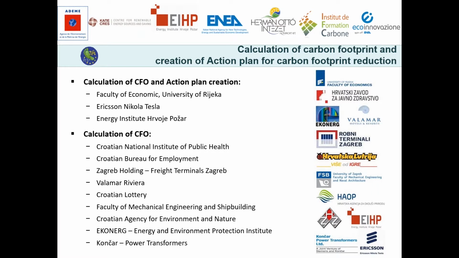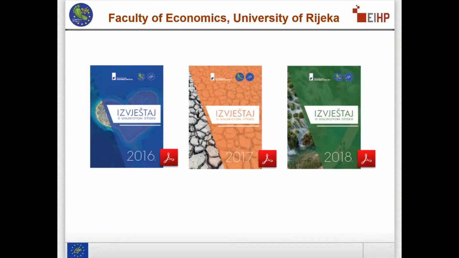From these three, only us, the EIHP, and the Faculty of Economics continued to calculate our carbon footprint of the organization. And the Faculty of Economics was even more, let's say, eager. They even created a report for 2016 to 2018 on the carbon footprint of their organization, and they're continuing to do so. I think they're even preparing the report for 2019.